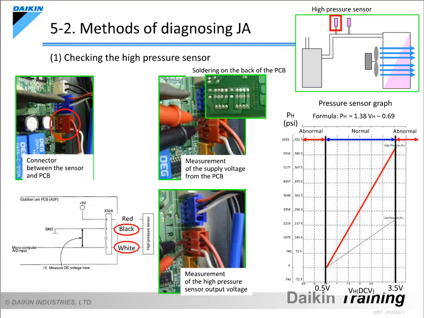It should be noted that if the air conditioner is empty of refrigerant, this will also cause the voltage to fall below 0.5 volts. In this case, use the gauge to measure the actual pressure.